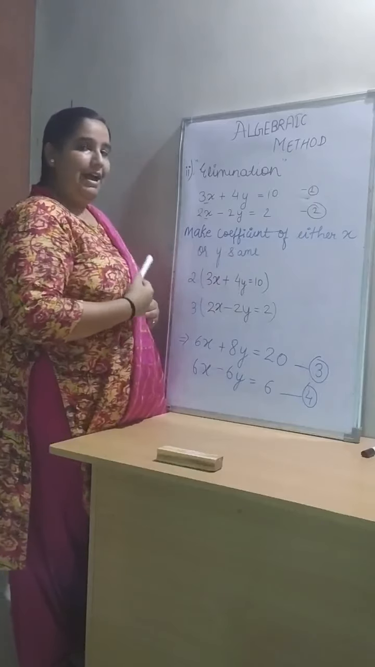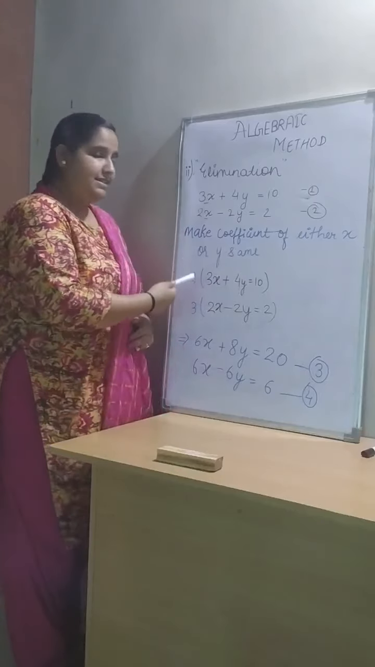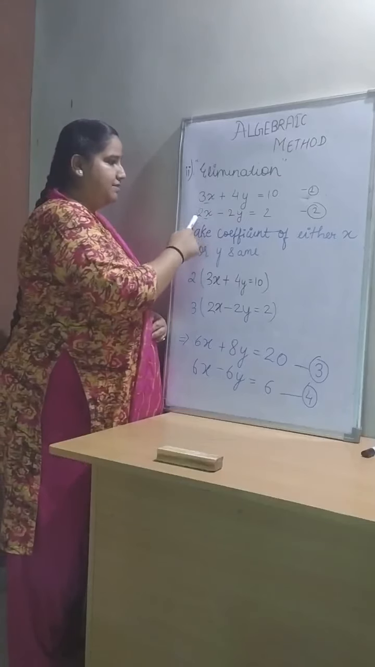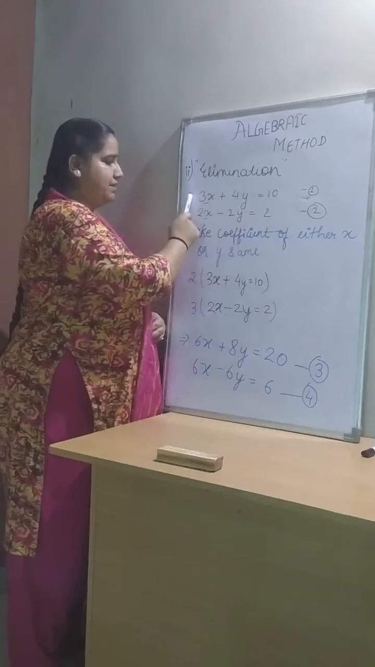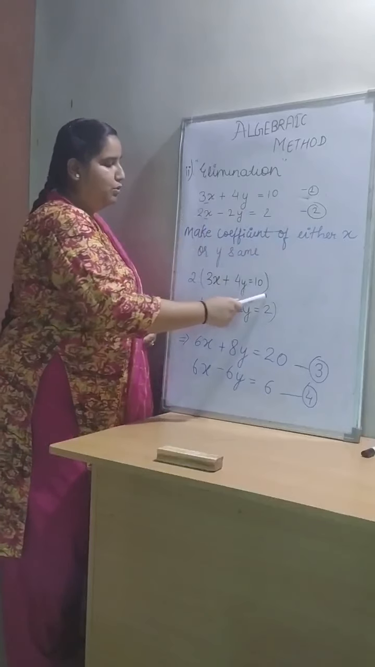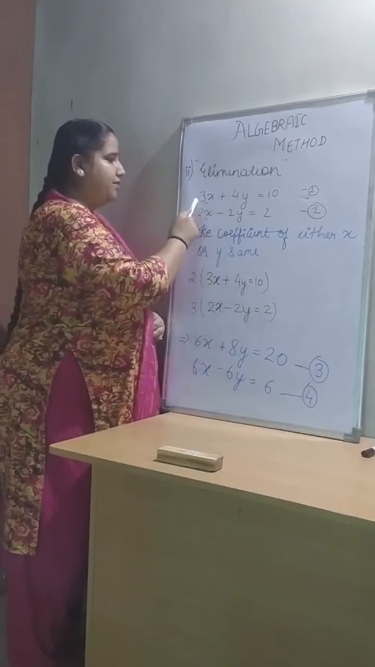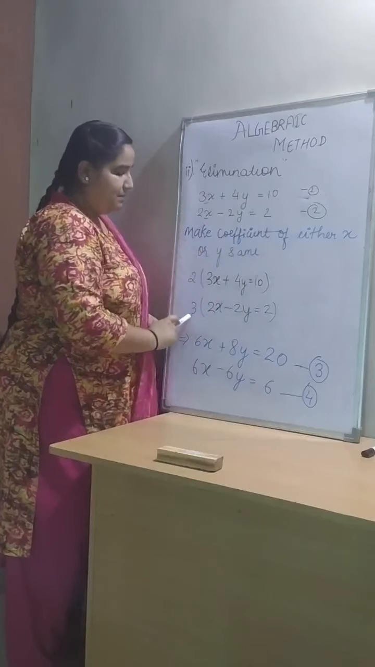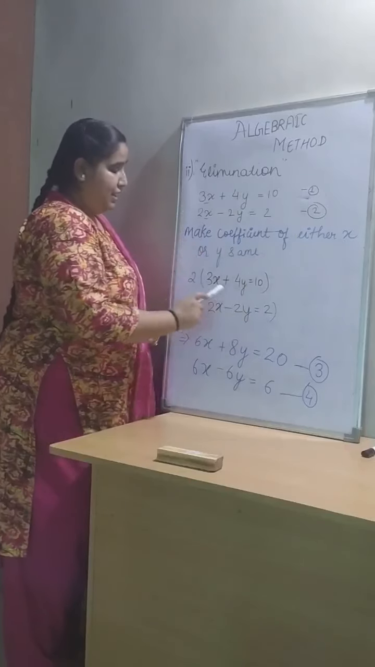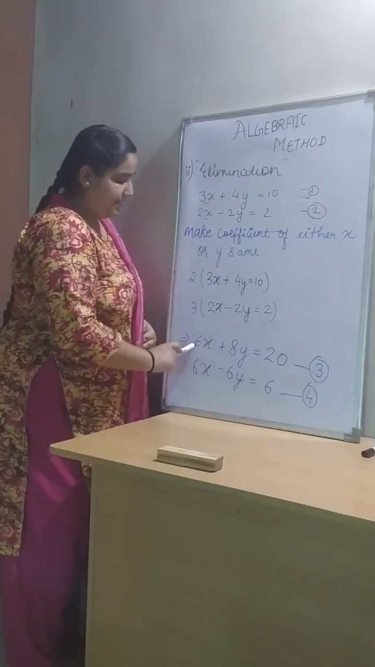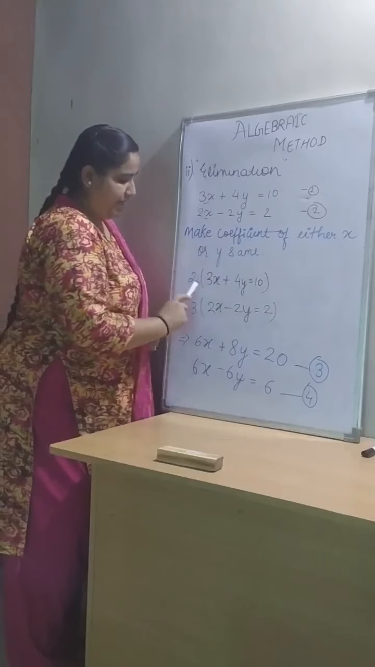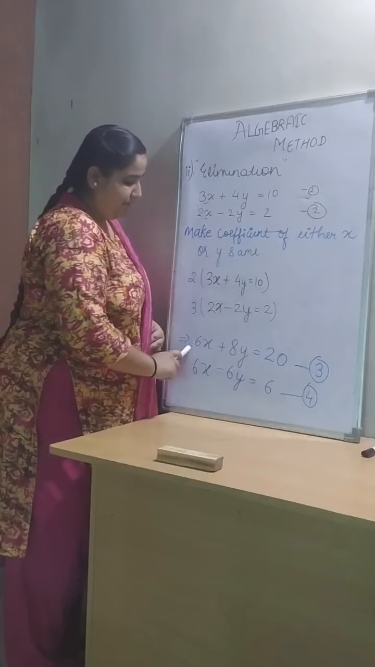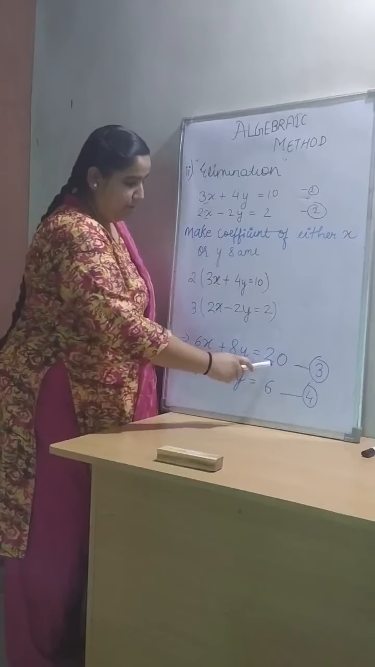For example, I am making the coefficient of x the same here. I am multiplying the coefficient of x from equation number 2 into equation number 1. This 2 is being multiplied to the whole equation. And the coefficient of x from equation number 1 into equation number 2. This 3 is being multiplied here. So this equation will become 6x, 2 4s are 8, 8y, 2 10s are 20. So it has become 6x plus 8y is equal to 20.